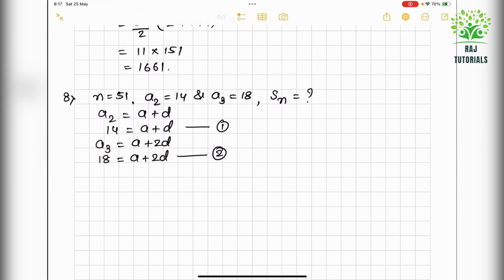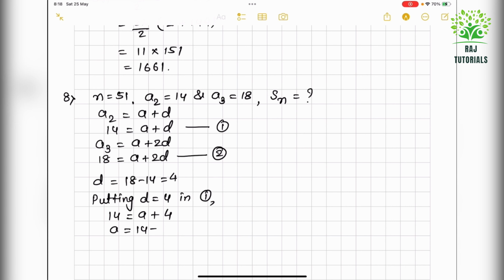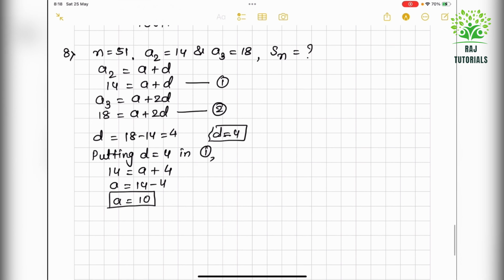So if you see both the equations, only d is common in them, that is 1d is added. So I can say d will be 18 minus 14, that is 4. Now putting d equal to 4 in 1, 14 equal to a plus 4. So a equal to 14 minus 4, that is a equal to 10. Now I know a, I know d equal to 4. I have to find S51.